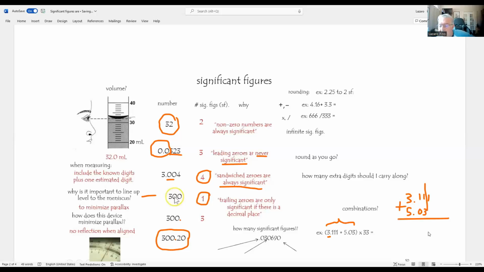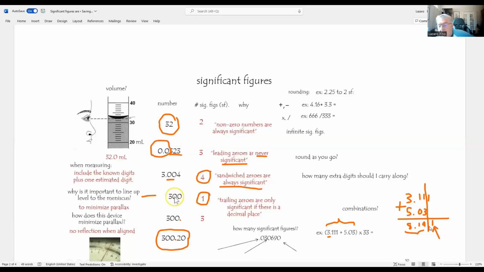You make a line by the number with least decimals, and you do your operation. It's 8.141. But what happened? This number is not going to be reported. You have to report until the number with least decimals. So your answer is this one. As this number is lower than 5, you don't round up. You skip this number. Got it?